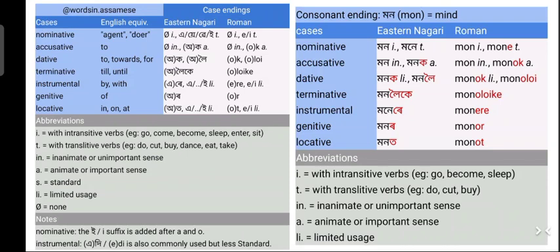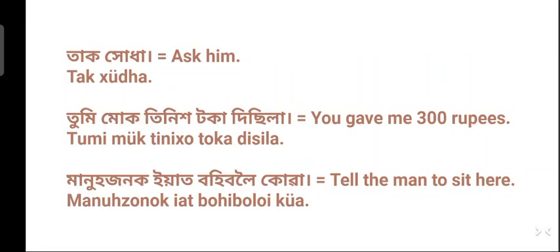Some examples. Tak khudha. Ta is the oblique form of "he." We discussed personal pronouns and oblique forms. Those pronouns that have oblique forms get these case suffixes with their oblique form. So tak khudha means ask him. Khudha means ask. Tak means him. Ta gets the suffix.